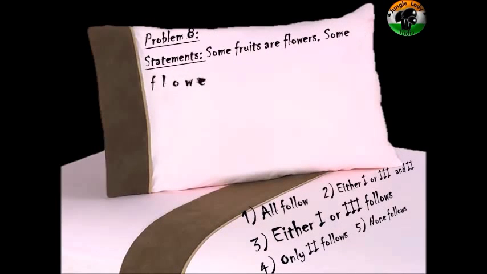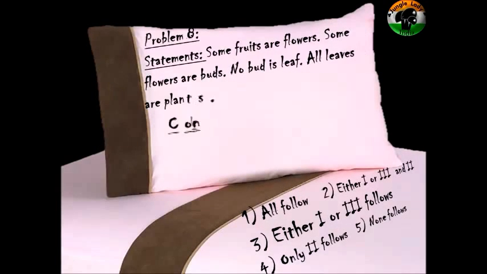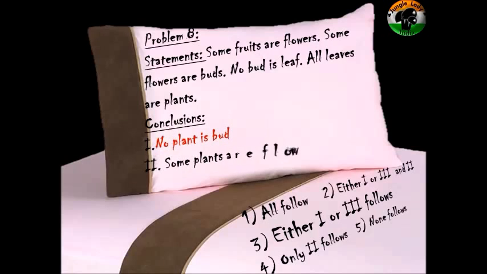Problem 8. Here you have the statements and the conclusions. What you have to do is look at the conclusions and check if you have the word "no." Yes, I have "no" here. So I have to draw 2 diagrams for the statements given here.